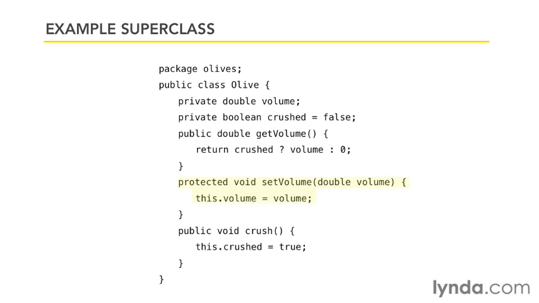There's a protected method named setVolume. It's protected so that it can only be called by the class itself or its subclasses. And there's a public method named crush, which basically says, this olive has been crushed.